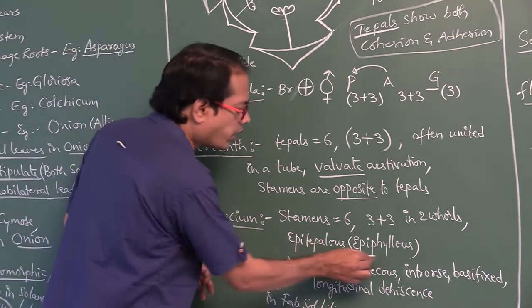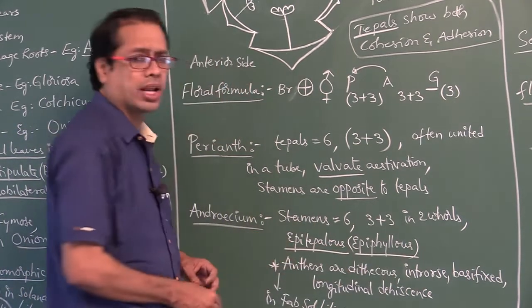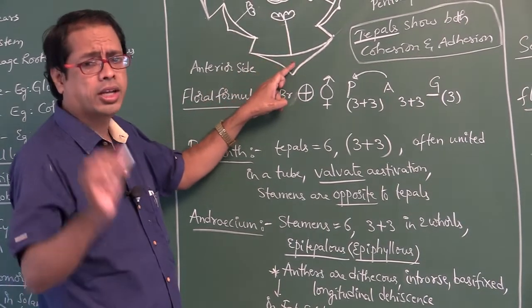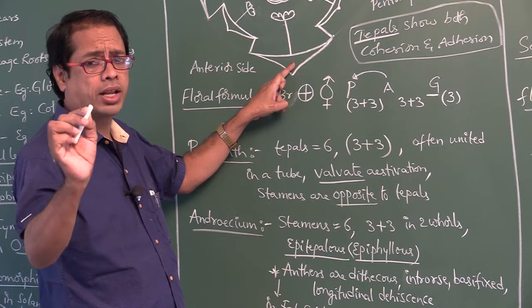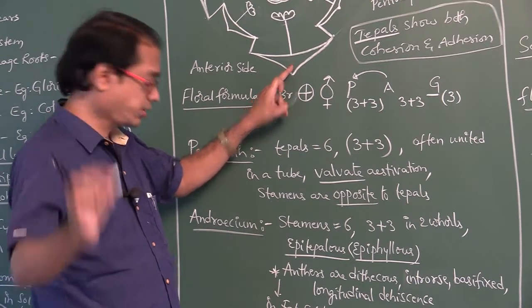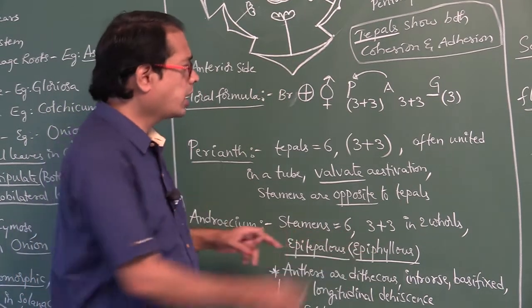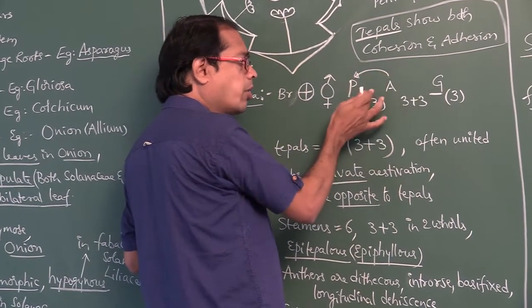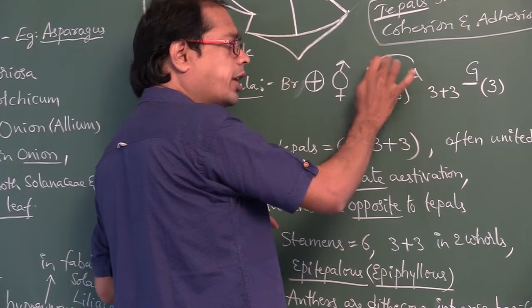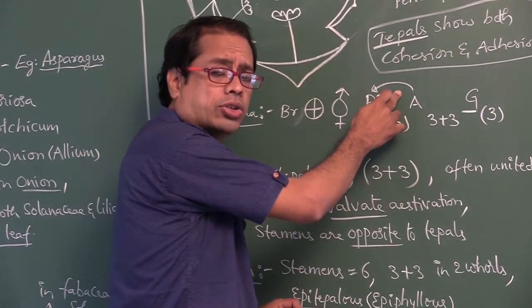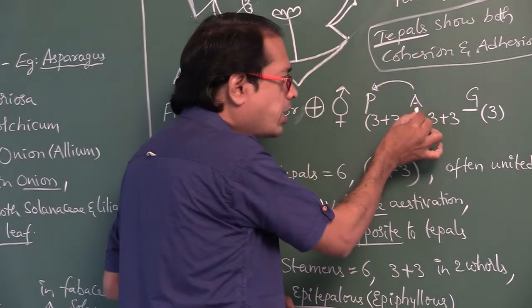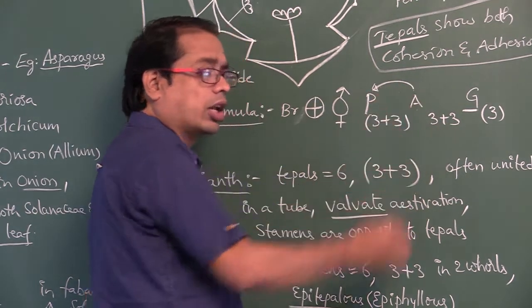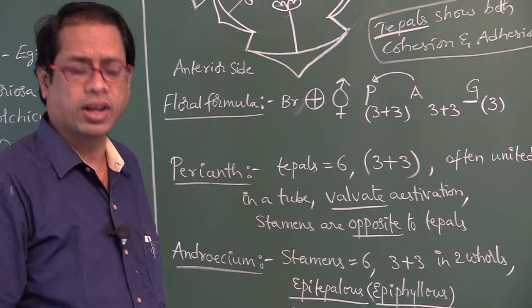Epitepalous, a very important point, my dear students. Epitepalous means stamens are attached to tepals. That condition is so-called epitepalous, also called epiphyllous. So here in the floral diagram, a line is drawn above the symbols. This arrow mark indicates epitepalous, also called epiphyllous. Stamens are attached to perianth. Stamens are attached to tepals. That condition is called epitepalous, also called epiphyllous.